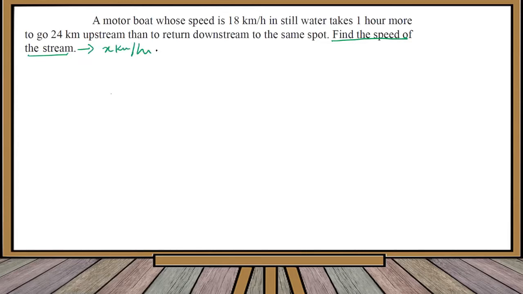What is given? The speed of the boat is given, so speed of boat equals 18 kilometers per hour. Now, what is the distance traveled? The distance traveled is 24 kilometers, so 24 upstream and 24 downstream. We know that when it goes downstream, both the speeds get added up, so that will be 18 plus x. And when it is going upstream, it will be 18 minus x.